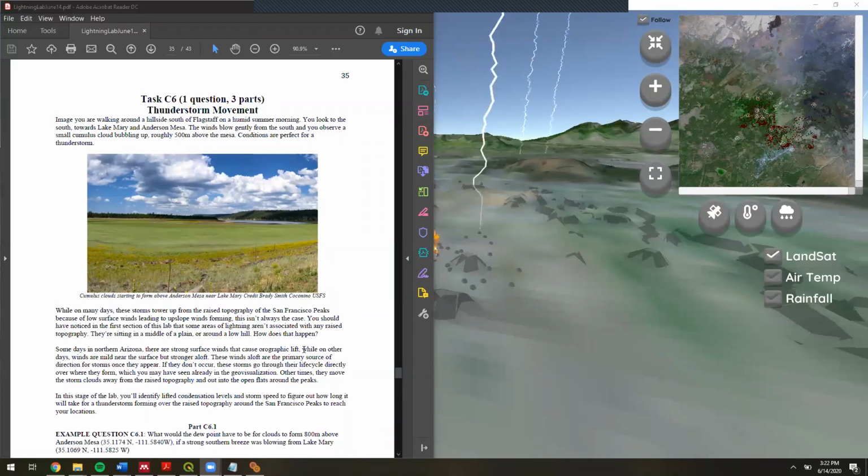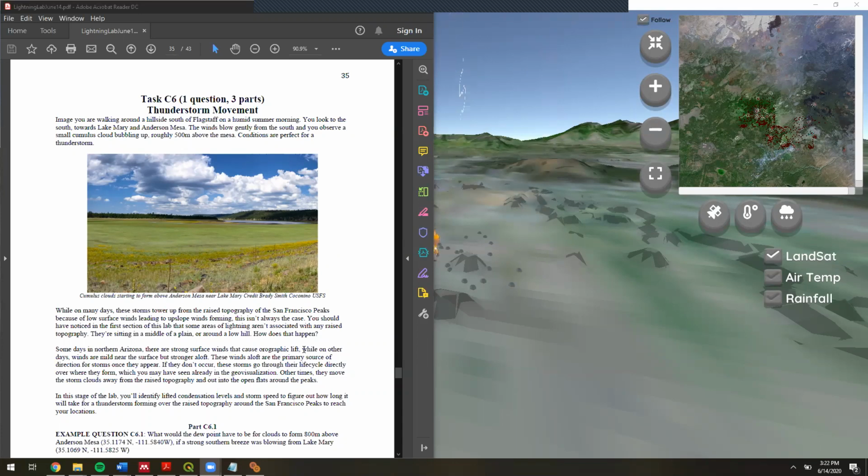So far, we've looked at some basics for thunderstorm formation in northern Arizona. In stage C4, we looked at convective uplift and stability over just a flat region. In C5, we looked at calm days leading to upslope winds along mountain slopes and how topography is one of the main catalysts for cloud and storm formation in northern Arizona.